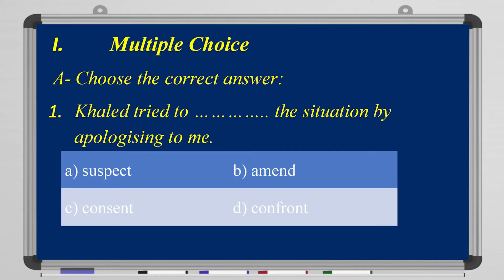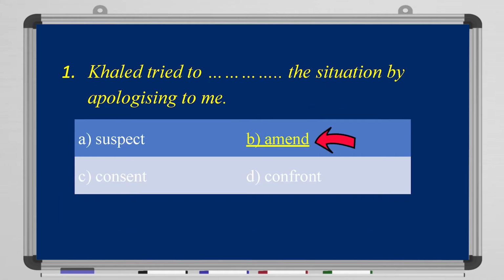So, number 1, Khalid tried to blank the situation by apologizing to me. So I have a friend, his name is Khalid. He had a fight with me, but he's trying to make it right. He's trying to fix it. Is it suspect, amend, consent, or confront? It is, of course, amend. Very good, excellent. So let's look at number 2.